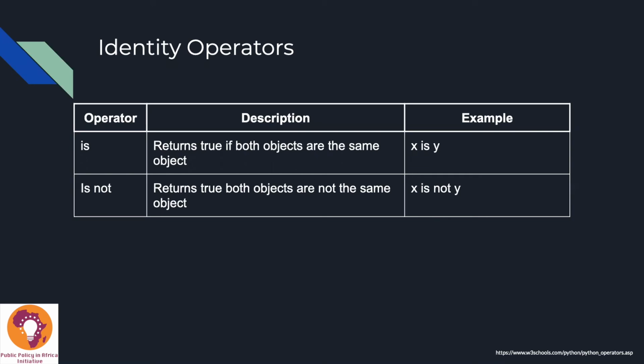And then same with is not, it returns true if both objects are not the same object. So X is not Y. It's basically the same thing as using the not operator on is, except you do is not instead of not is. It makes a little more sense to say is not. So that's why it's its own operator. Is not is its own operator. We'll dig more into these in future weeks, but just know that they exist because you will be working with them in time.